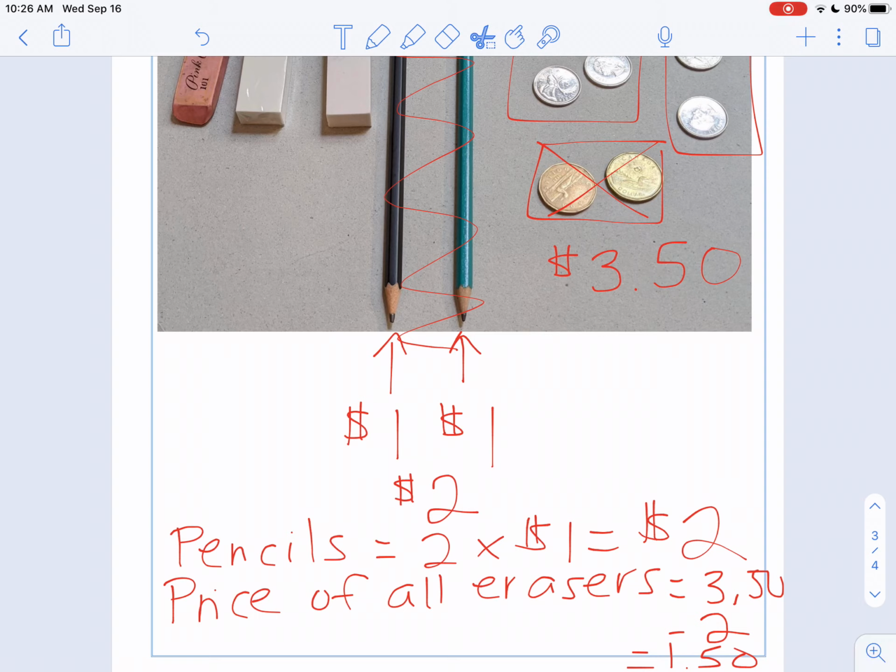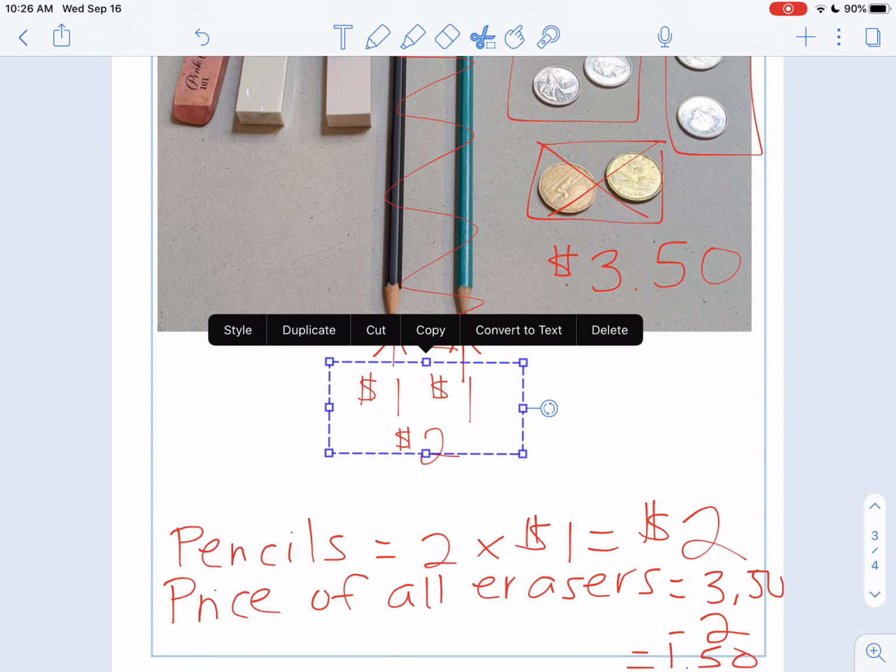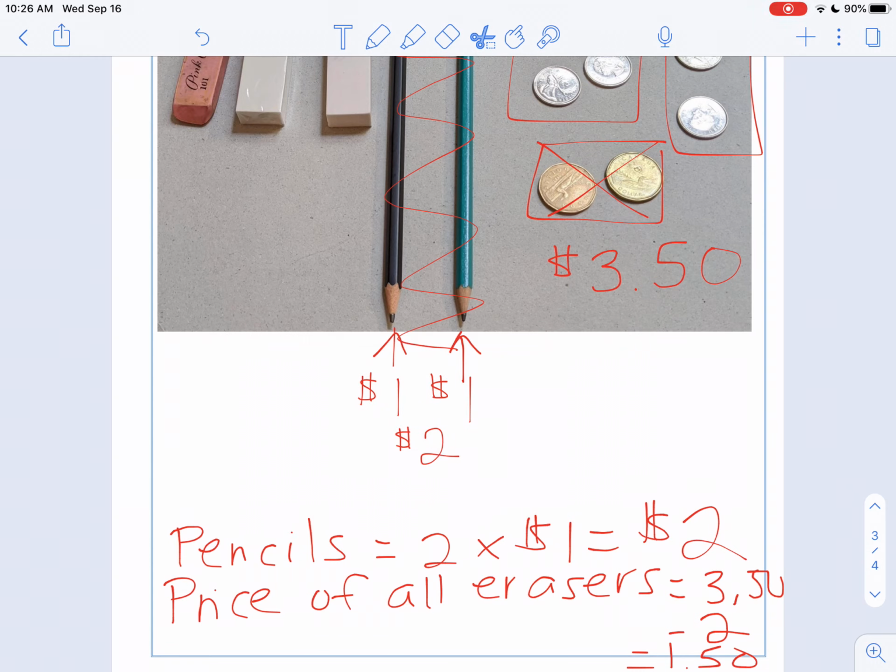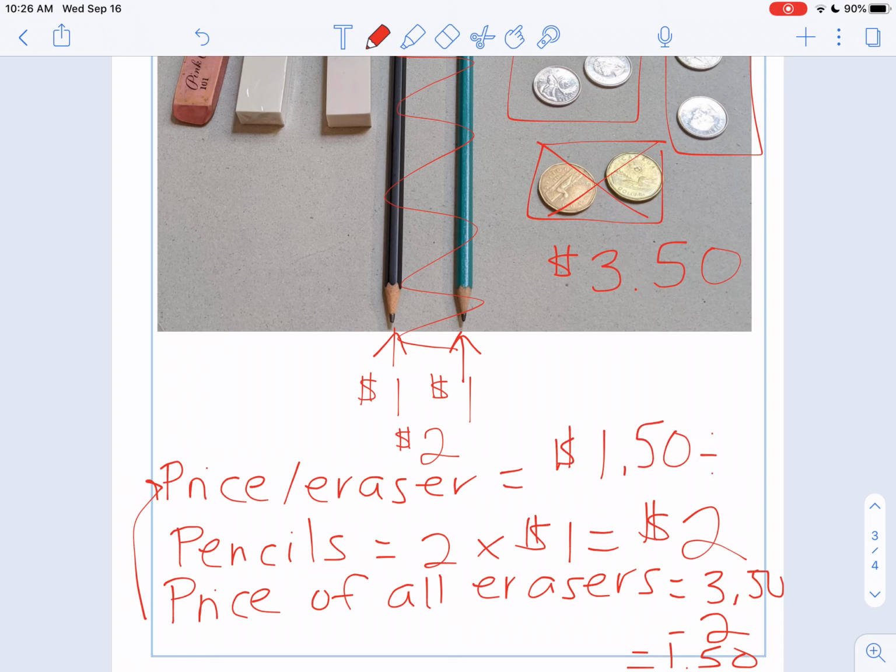So now what we're going to do is we're going to just take the total amount for all the erasers, so the price per eraser then is going to be $1.50, and there's 3 of them, so we're going to divide by 3. So each eraser is 50 cents.